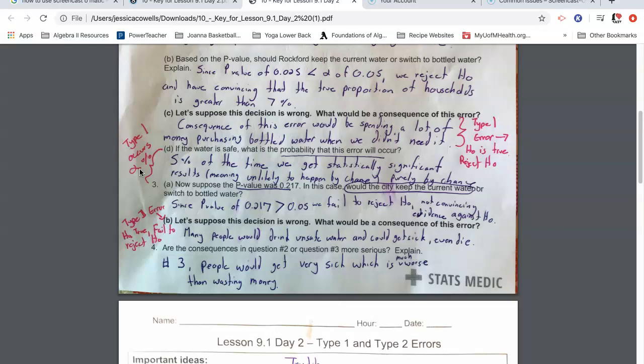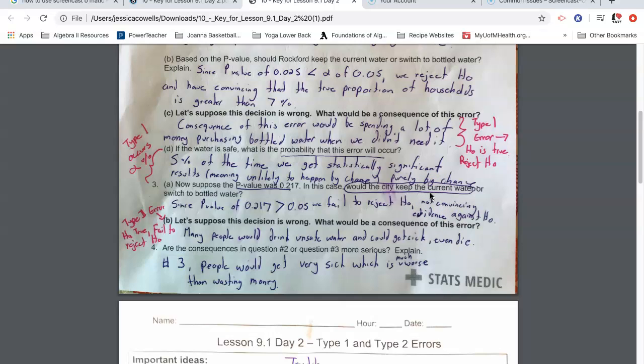Okay. Now suppose the p-value is 0.217. In this case, would the city keep the current water or switch to bottled water? Well, our p-value 0.217 is greater than our significance level, so we're going to fail to reject H0. We don't have convincing evidence against H0. So if we don't have convincing evidence against it, we're going to keep the water.